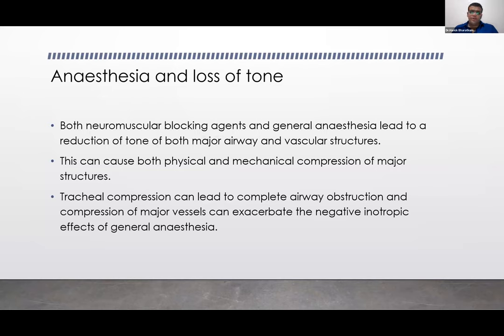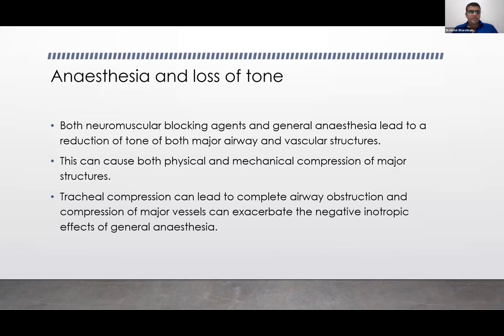So the most important part when there's a mediastinal mass, particularly an anterior mediastinal mass, is the loss of tone which happens while inducing general anesthesia. Both neuromuscular blocking agents and general anesthetics like propofol tend to reduce the tone of both the major airway and vascular structures. So this can cause both physical and mechanical compression of major structures. Tracheal compression can lead to complete airway obstruction, and compression of major vessels can exaggerate the negative inotropic effects of general anesthesia.